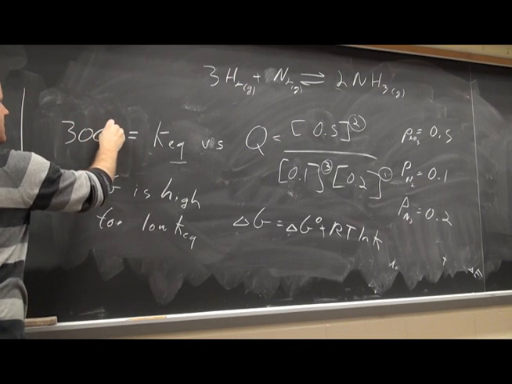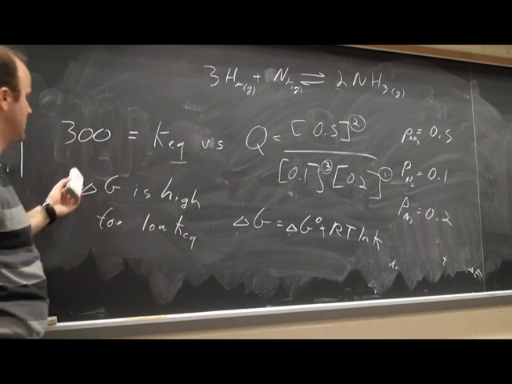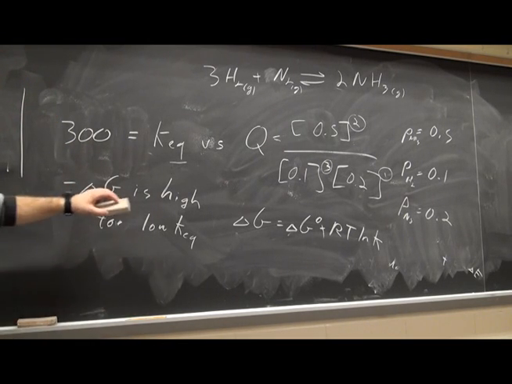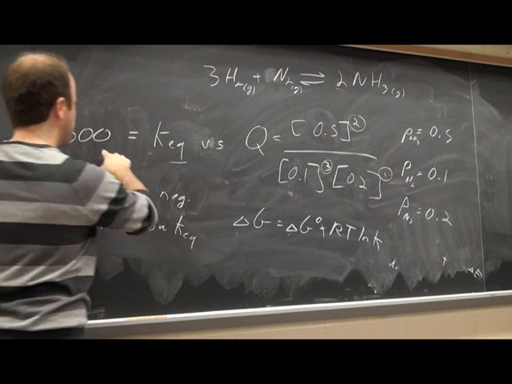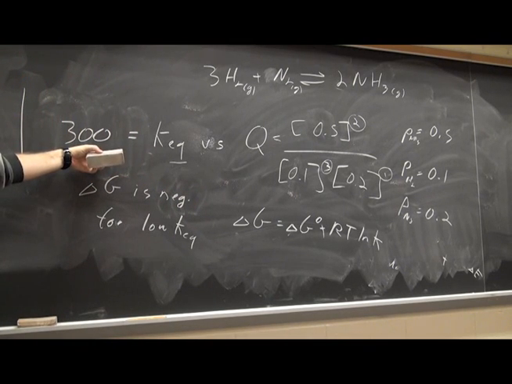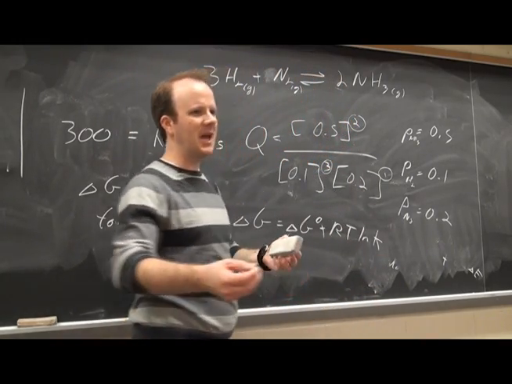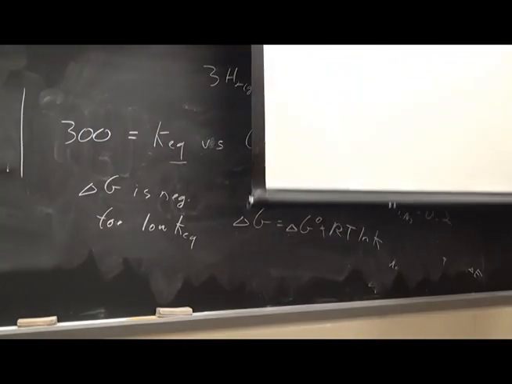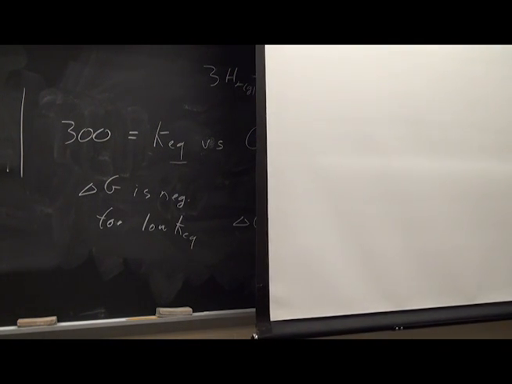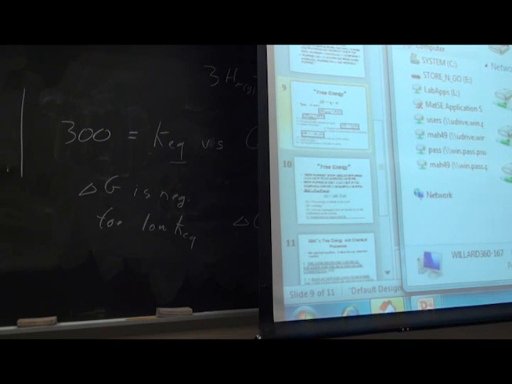KEQ is 300, what does this tell us? Delta G is negative, right? Are we forming lots of products under these conditions? Yeah, right? This concentration is high, these things are low. So KEQ can tell us, here's a good table right here. For those of you that check out the notes in your spare time, which I know is for all of you.